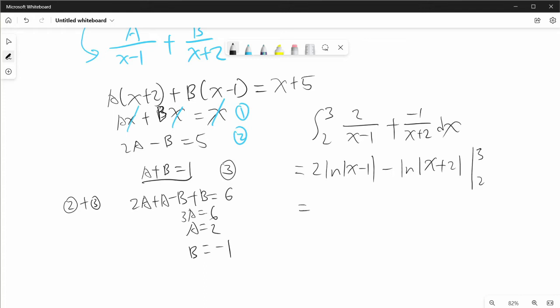And then I'm going to plug 2 and 3 in, so we have 2 ln, that'll be 2 inside. Let me just write it using parentheses. ln 2 minus, that will be ln 2 plus 2 is 4. And then it'll be minus 2 ln 2 minus 1 is 1, minus ln 2 plus 2 is 4.